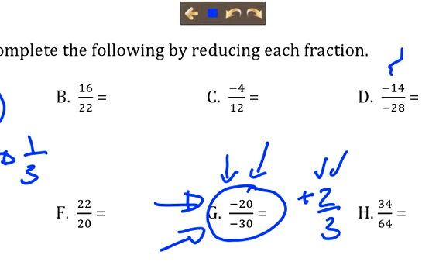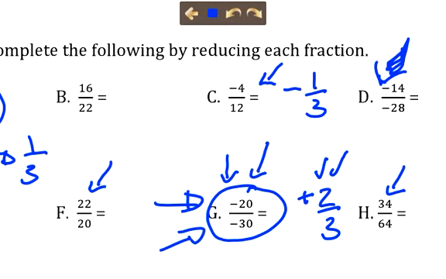Do the same thing here. Get rid of the double negatives. Here you can't. You'd be left with the negative up top, and this would turn into -1/3. Here divide by 2, here divide by 2, and here you could divide by 2 and work your way down.